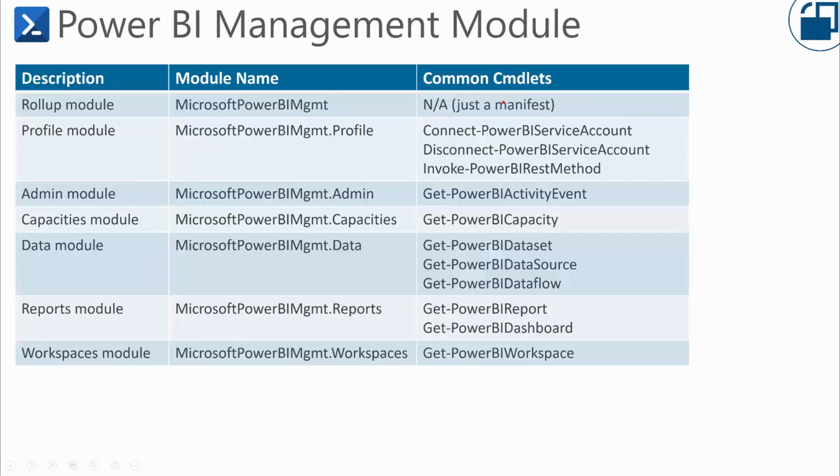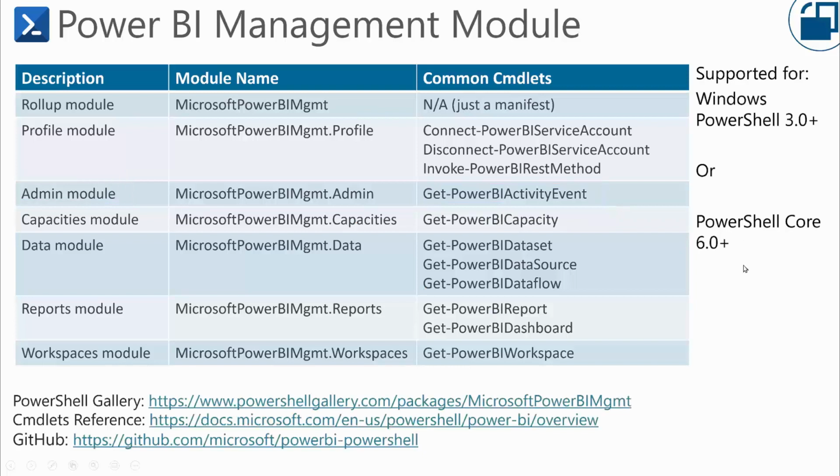And then what you get are these set of commandlets underneath each module. This is not a full list. This is just a few of the most common ones. So for instance, during this session, we're going to look at Get-PowerBIActivityEvent. That's how we get our activities or our audit log. And that one falls under what we call the admin module. Running the commandlets from the management module is much friendlier from a version perspective than the data gateway module that we're going to talk about in a second.